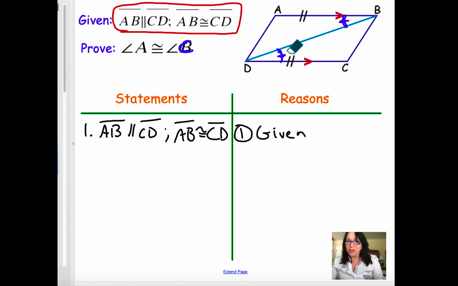I'm just completely overlooking this one thing, that if this is indeed a parallelogram, then the opposite angles are congruent. I could say angle A is congruent to angle C by definition of a parallelogram. However, I'm guessing that they want us to first prove that the two triangles are congruent, so we're going to do that. So number 2 would be, based on the given information that AB is parallel, that would make angle ABD congruent to angle CDB.